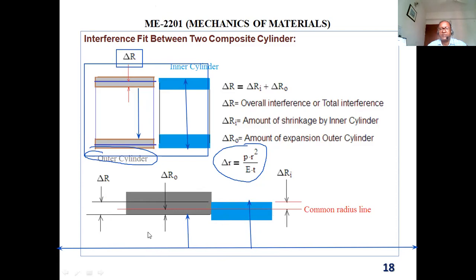How can you put it? One thing, you can cool this one down in liquid nitrogen, then it will shrink. Then you put it inside of this one.